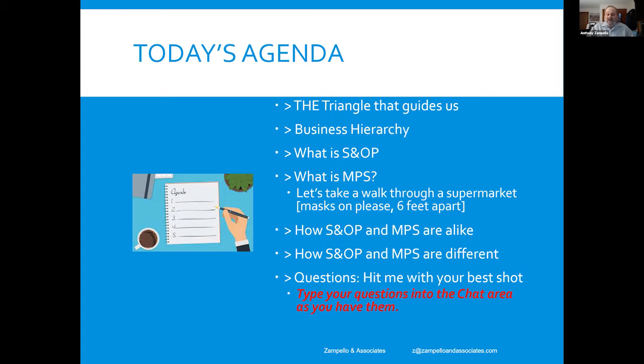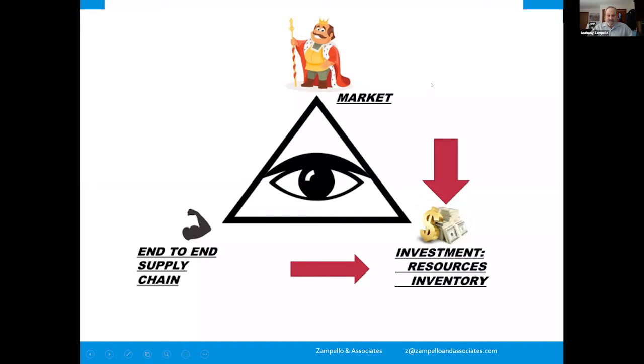And we'll also take a little walk through a supermarket to get you to see the difference of where you master schedule based on the kind of products and services that you offer your customers, that they want you to offer. And then we'll compare how the two of them are the same. There are many things that are the same about them. And then we'll point out where and how they are different. So without any further ado, let's hit the triangle.